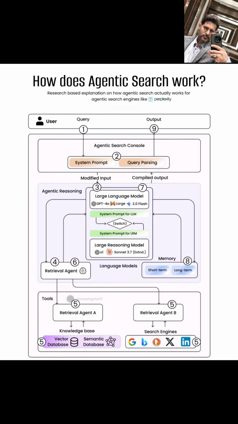Alright, let's break down this diagram which illustrates the process of agentic search. We start with a user who enters a query, 1. This is where the magic begins.